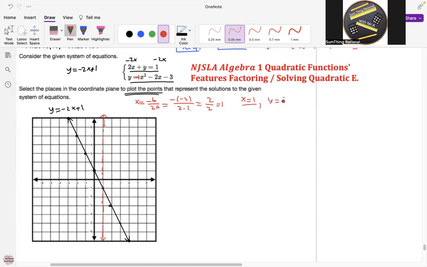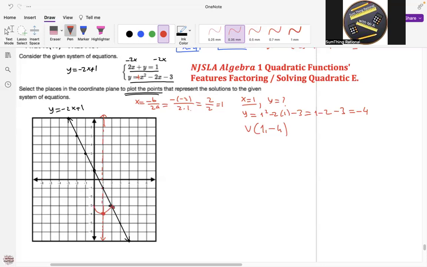To find the y-coordinate, what do we need to do? We simply plug it into the equation. y equals 1 squared minus 2 times 1 minus 3. 1 squared is 1, minus 2 times 1 is 2, minus 3. So 1 minus 2 minus 3 is minus 5... 1 minus 5 is negative 4. So your vertex is 1 comma negative 4. Where is that? 1 comma negative 4 is here. So your quadratic function, since its coefficient is 1, should look like this.